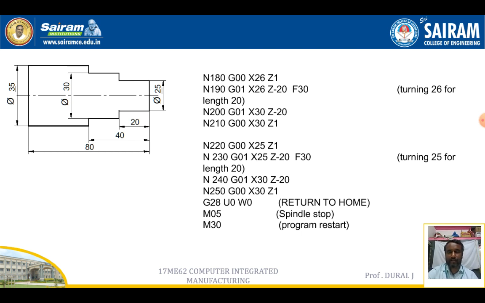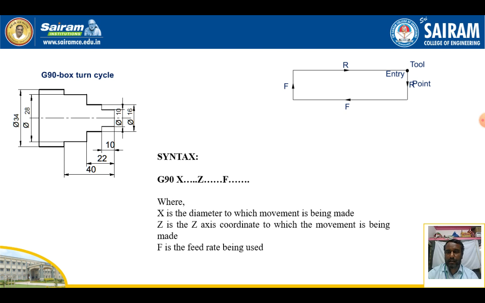Then we can go on to see the next one, the box turning cycle. Already told you, the box turning cycle syntax is X Z F. In the previous one, moving the tool from here to here we used one command, moving up we used another command, then over here another command, and again for depth of cut one more command. Like that, each and every time we give other commands.